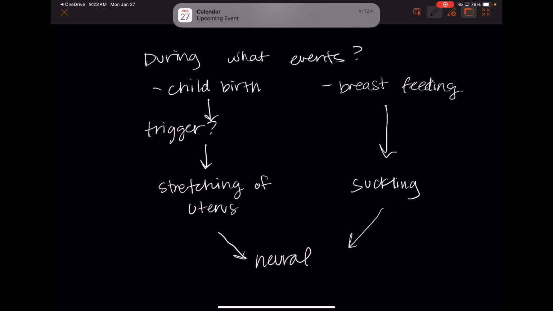What kind of feedback would that be? Positive feedback until the baby's born, right? Okay, is everybody okay with that concept? Okay.